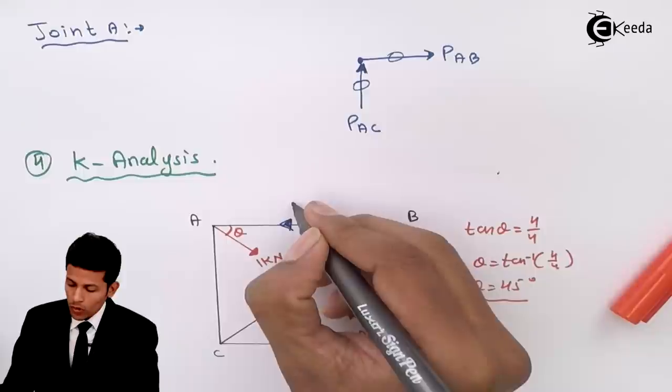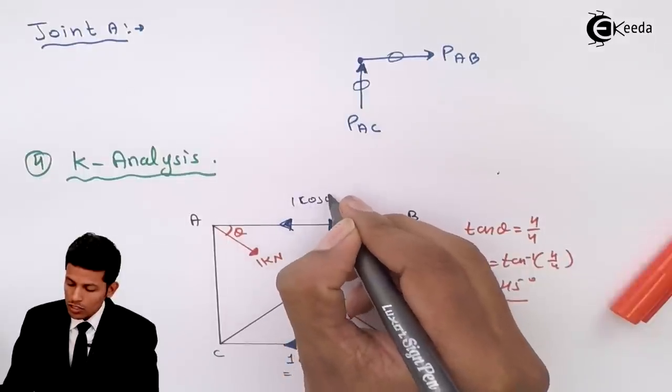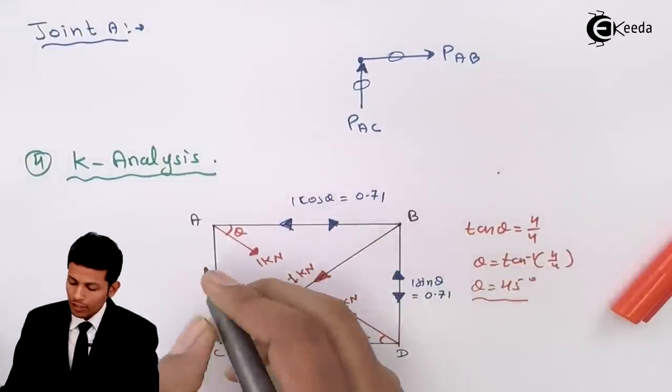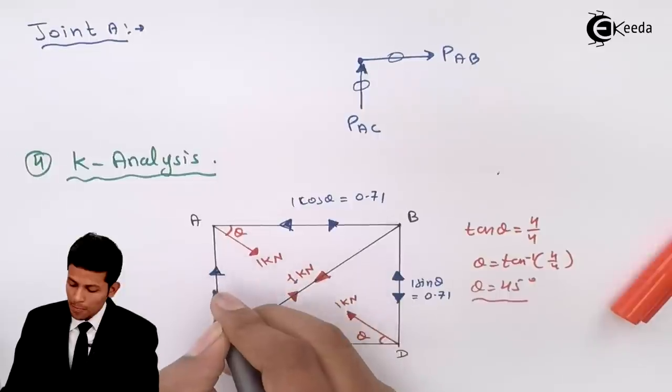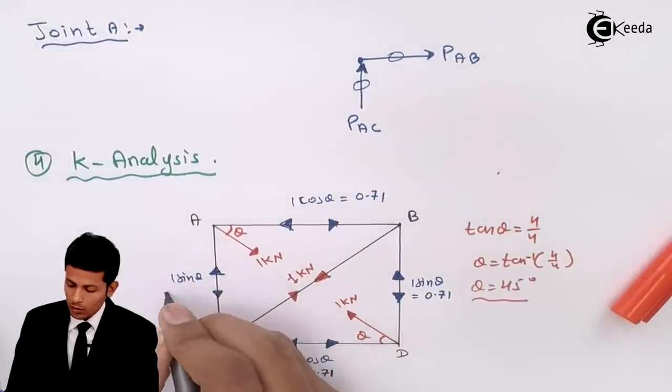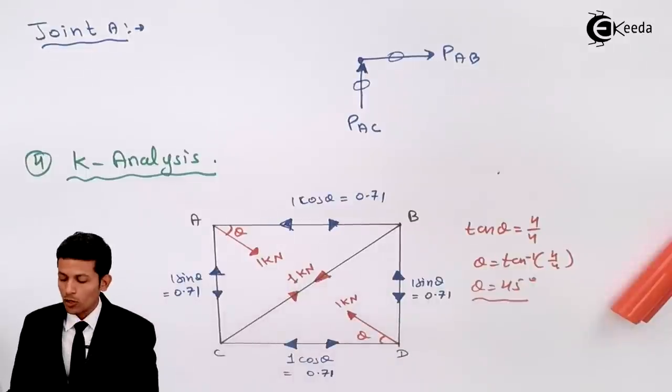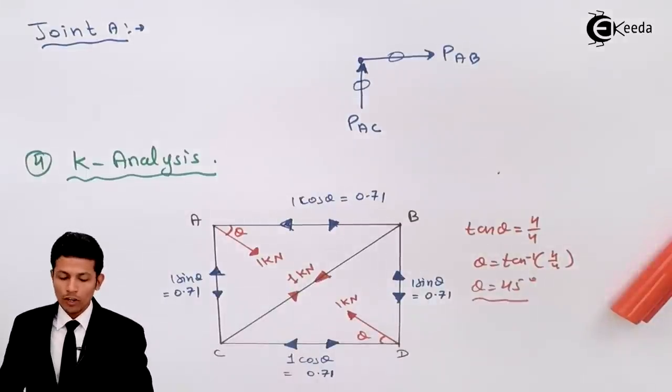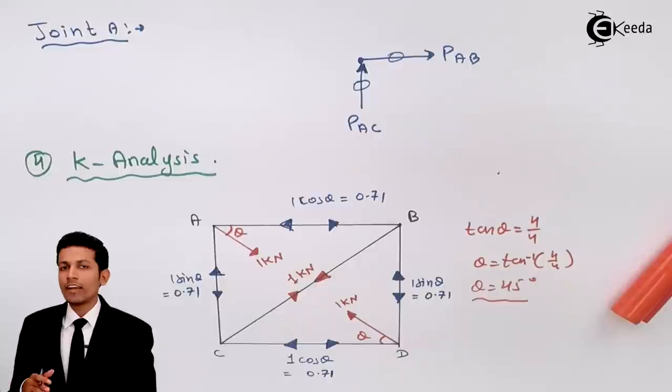This will be 1, cos theta will be 0.71, same as it is. 1, sin theta is equal to 0.71. Okay, since there is a 4 by 4, that's why the value will not change. In the previous sum we will take, the value will be changed.